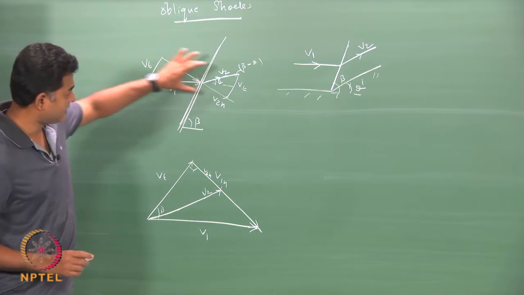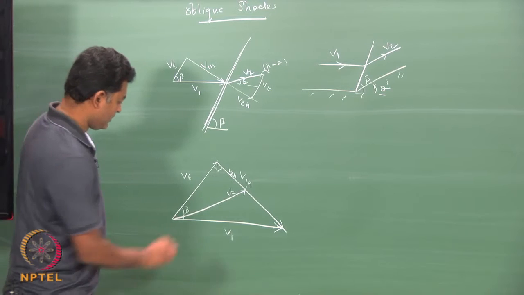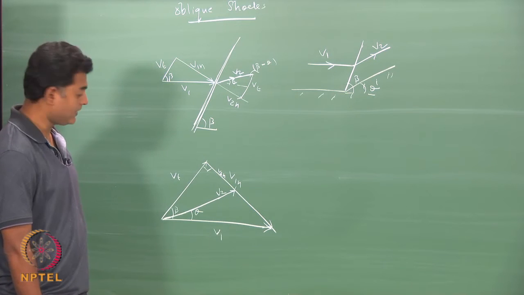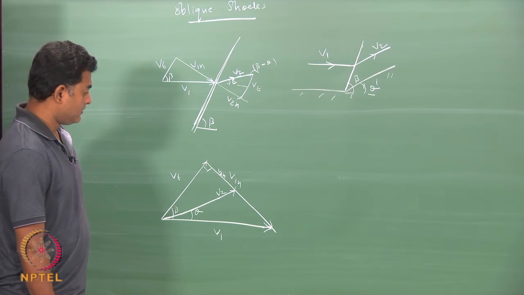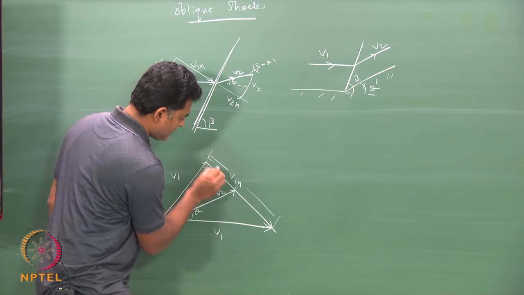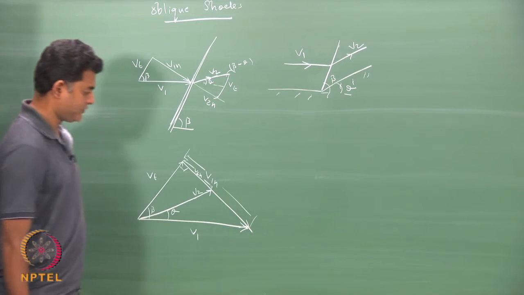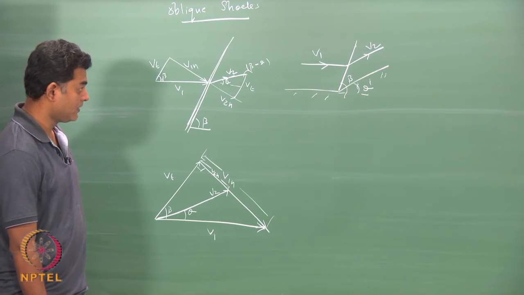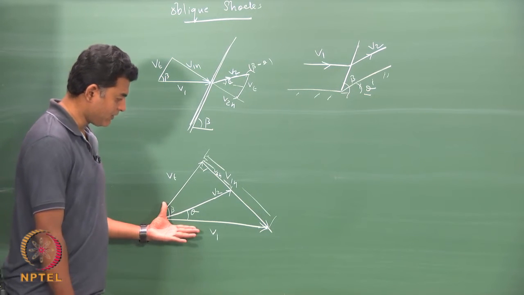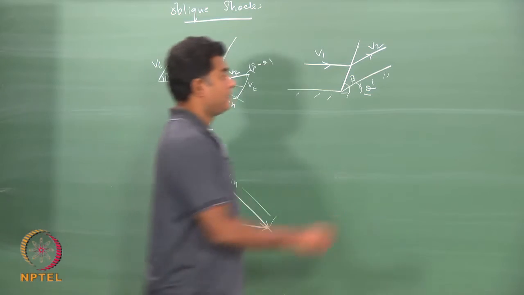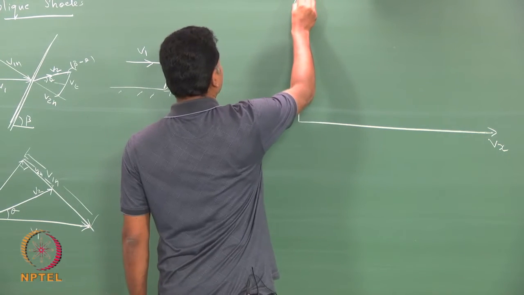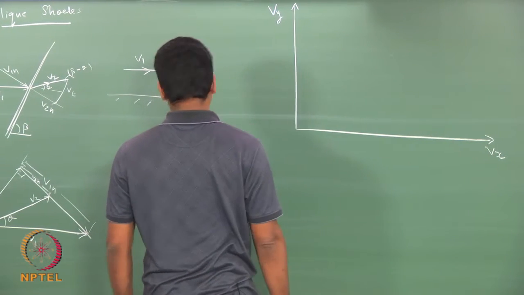So, all I have done is I have drawn these two plots together in this particular case. So, this would be my theta. Fine. So, this is my V1n, this is my V2n. Now, what I am going to draw is I am going to plot these components in the xy plane, where my x axis represents Vx and y axis represents Vy.